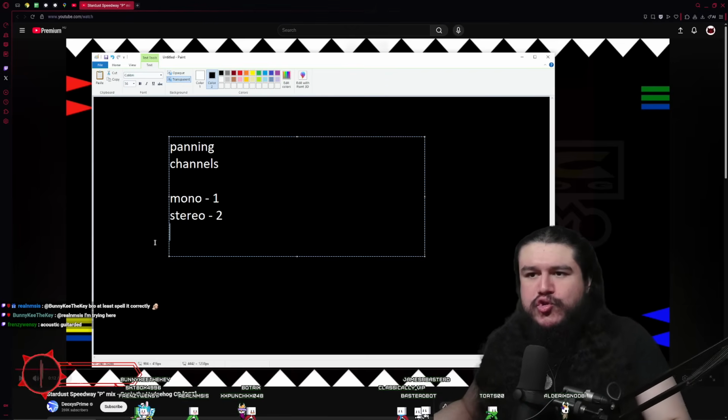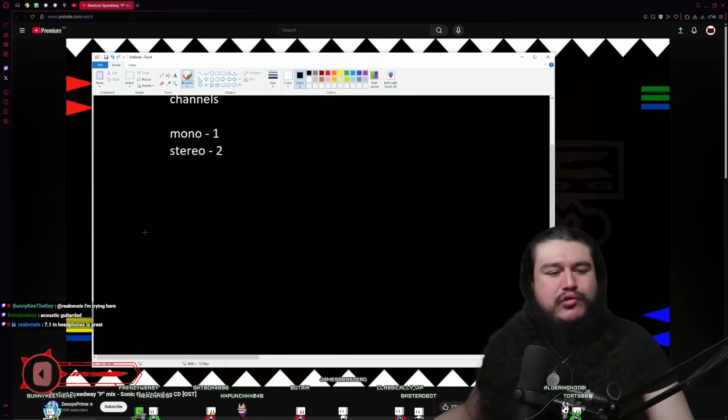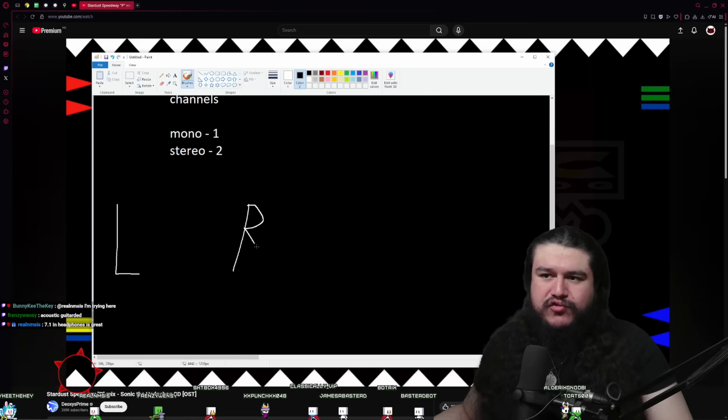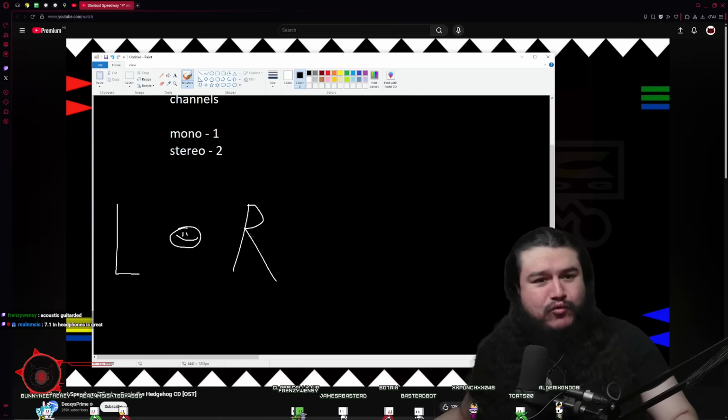So usually we deal in stereo. Stereo is going to be, therefore, 2 speakers. Usually 1 for the left, 1 for the right. So here you have left speaker, right speaker. You have yourself right here. Look at you, all happy, deformed, and bald, therefore evil.